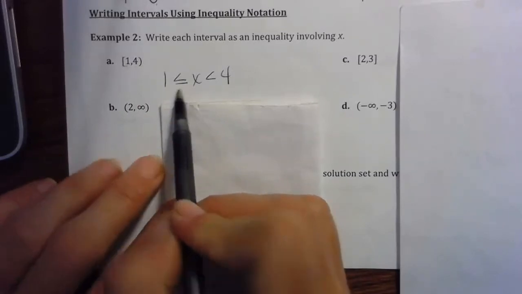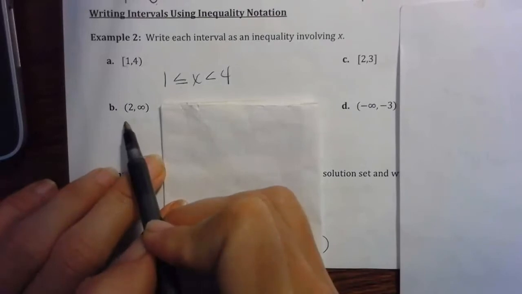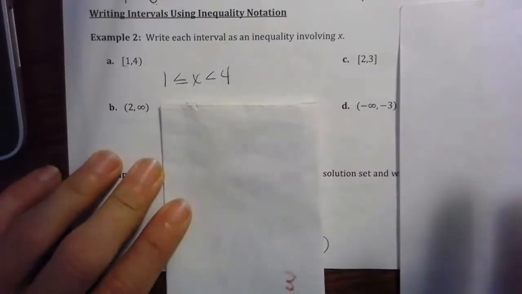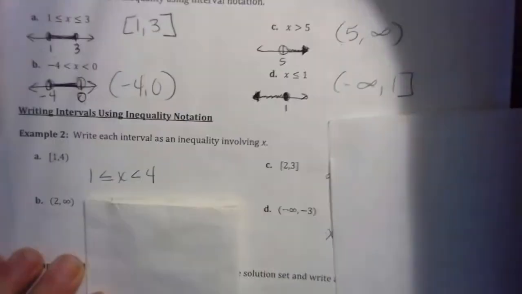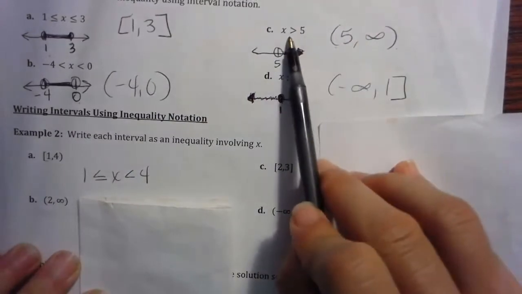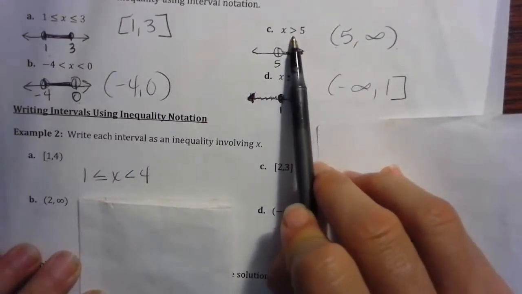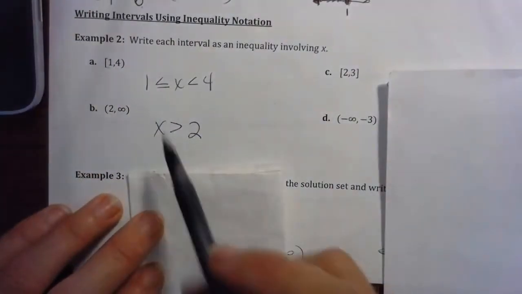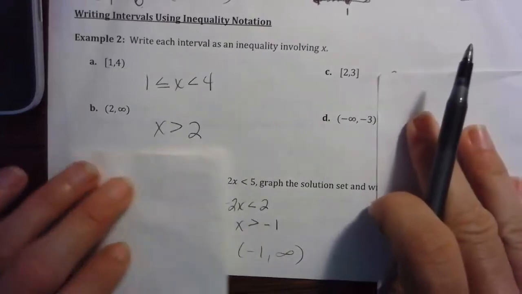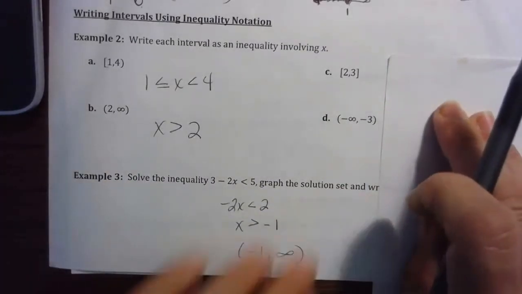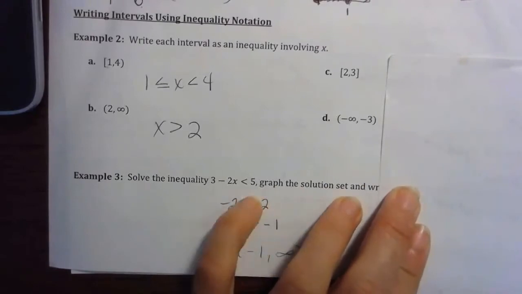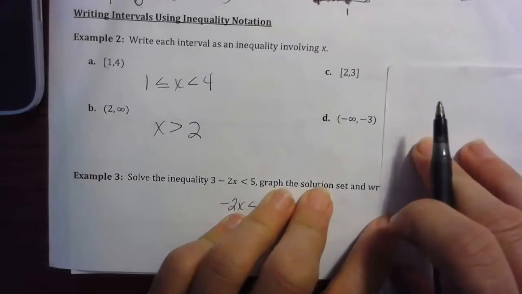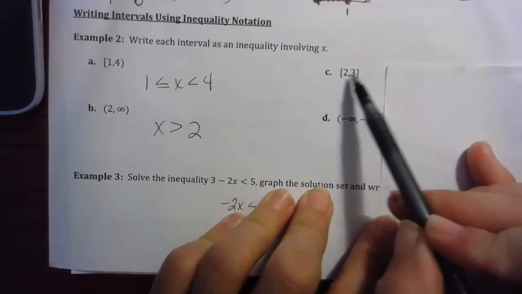Now notice for B, we only have one number in this case. The number is on the left. So remember up here when my number was on the left, that translated to a greater than sign. So I know I'm going to have a similar case here. When my number is on the left, I'm going to use a greater than sign. Okay, so why don't you pause the video and see if you can figure out C and D on your own.